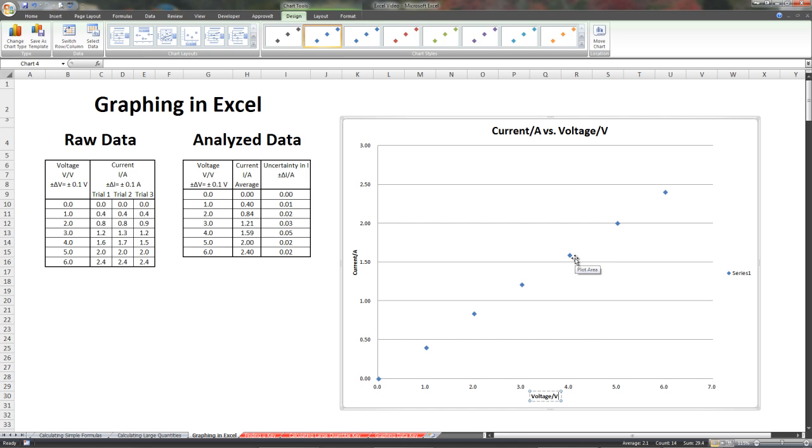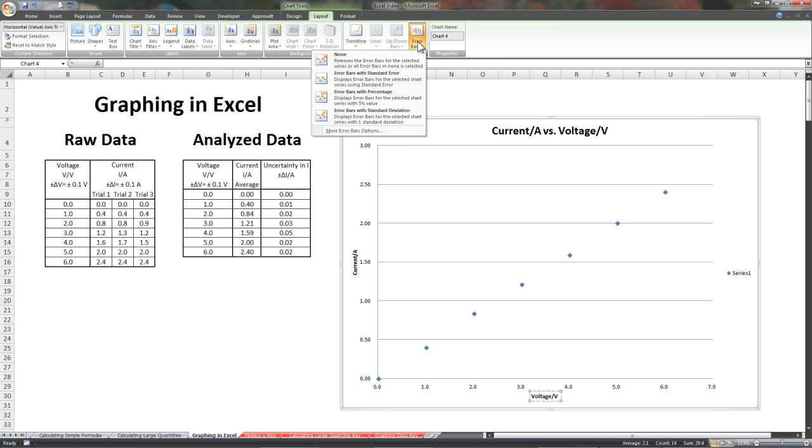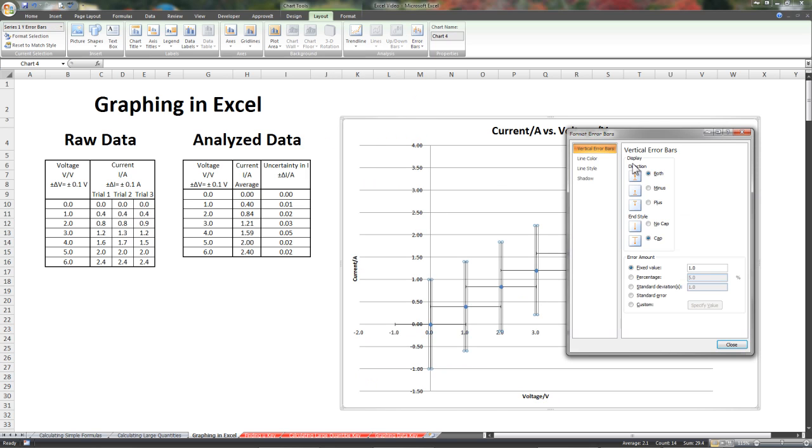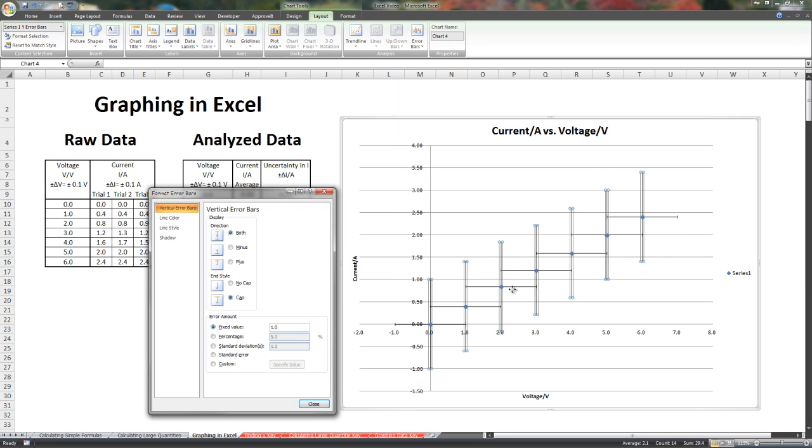Next thing we want to do is add our error bars. In order to add error bars, we go up here to Layout. We want to click on Error Bars. Now, I don't recommend clicking any of these things. Just go down to More Error Bars, and it's going to put a standard error bar on here. But those error bars really don't help us much. Instead, we got to place our own.